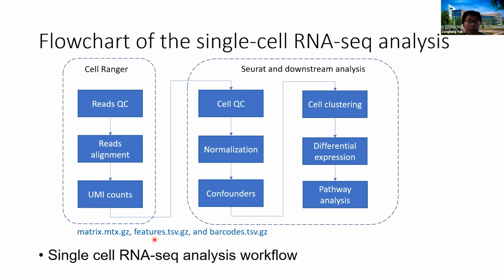As you may already know, in the flowchart of single cell RNAseq analysis, the upstream is usually the Cell Ranger procedure that has already been discussed by Dr. Gao, and afterwards we use downstream analysis such as Seurat. The input is a matrix MTX, features TSV, and barcodes TSV, and this is the general RNA-seq analysis workflow.